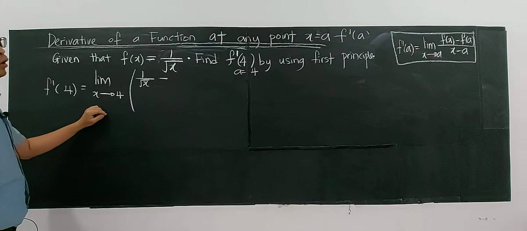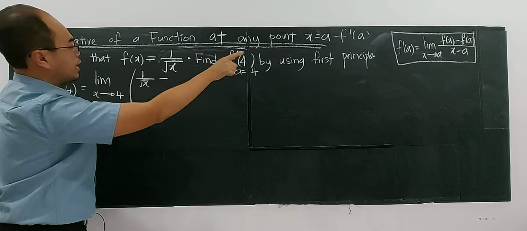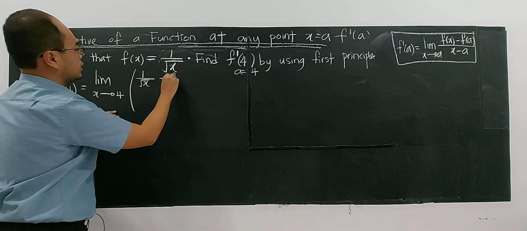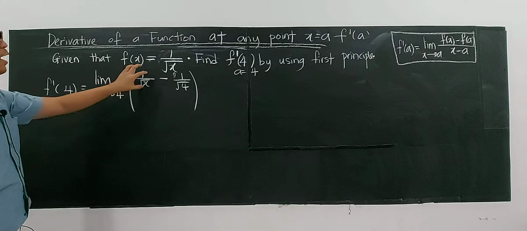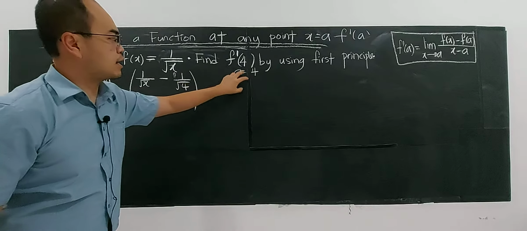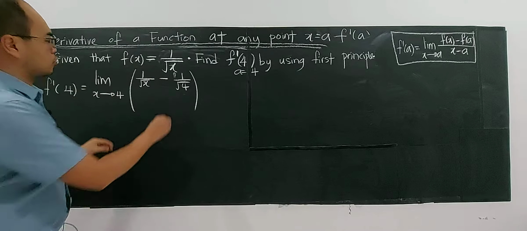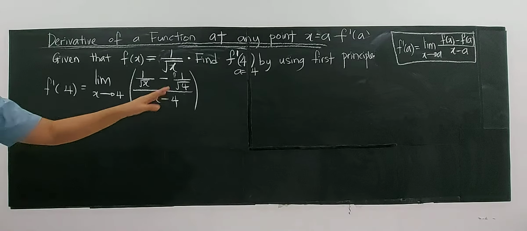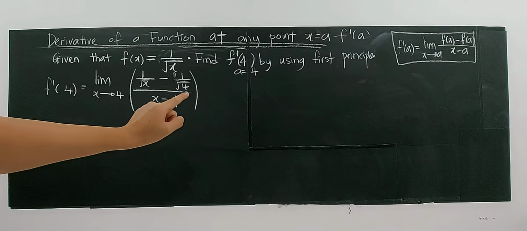minus your f(a). For f(a), you substitute f(4) here. So your f(4) will be 1 over square root of 4. So f(x) minus f(a), where f(a) is f(4), putting the 4 here, 1 over square root of 4, divided by x minus 4, x minus a. See, how I apply the formula is very important here. Now, this is what we want.